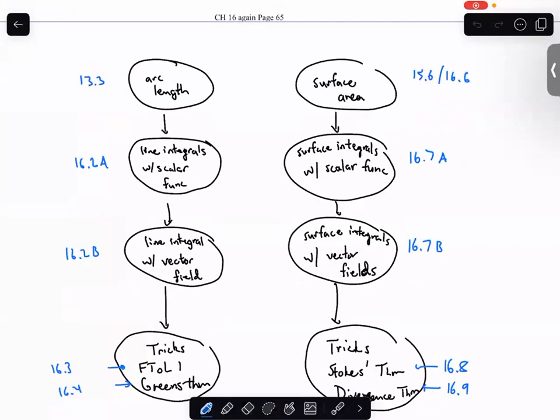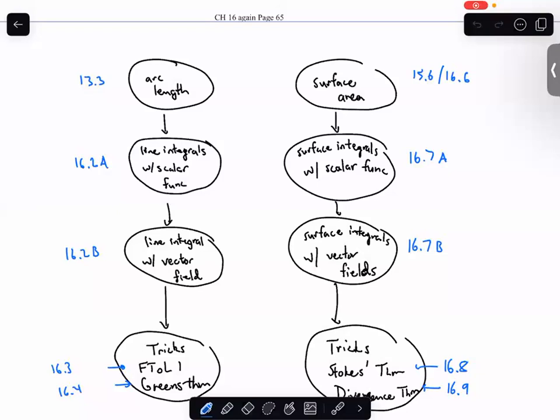So we first learned the basics of line integrals back in 13.3 when we brought up arc length. Of course, we expanded on that and said, well, you can add up other quantities along a curve rather than just the length of the curve, right? You can add up plankton along the curve. You can add up mass along the curve. And so in 16.2, at least the first part, we were talking about line integrals with scalar functions.